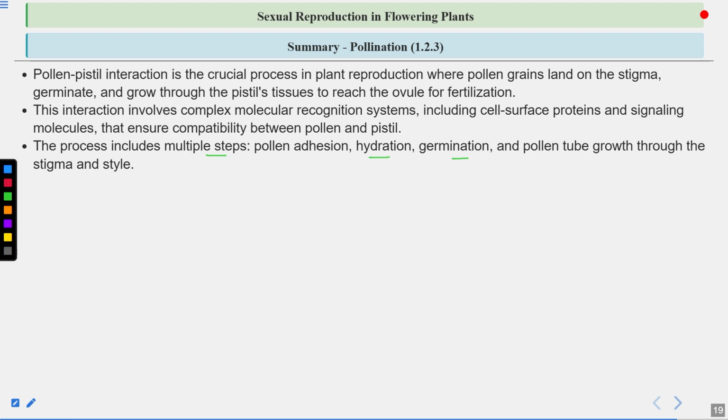Can we use the bagging technique for the anther also? There is no need for doing it for the anther because the stigma is never moved. The pollen grain moves. Okay, so it is generally done for the female flower.